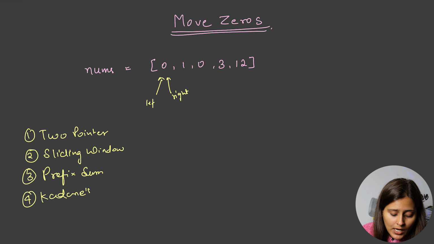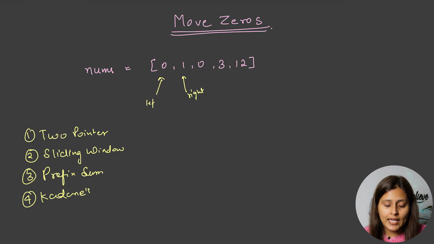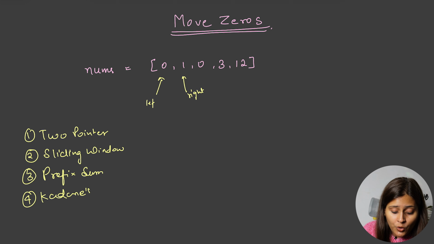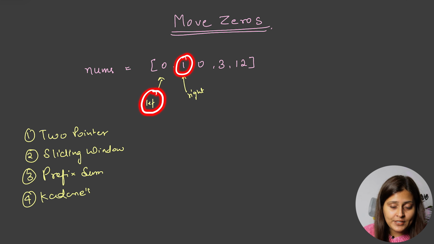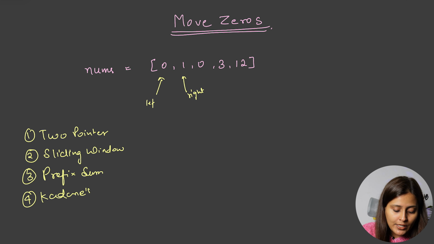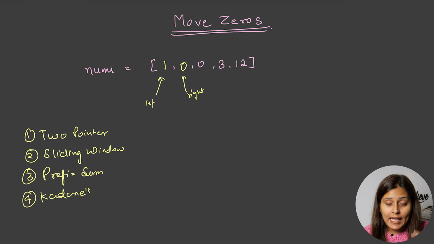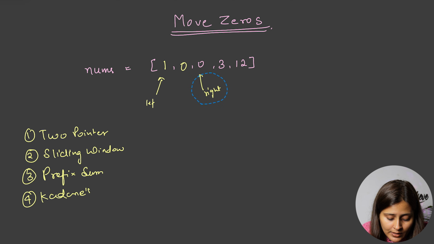Now after that, the right pointer will move to the first index and it will ask, hey, are you 0 or are you non-zero? It will say, hey, I am non-zero. And if you are non-zero, do one thing: swap yourself with the number pointed to by the left pointer. So it will swap, it will become 0, and this will become 1. Okay, this has been swapped. And if this has been swapped, along with your right pointer, your left pointer will also move.